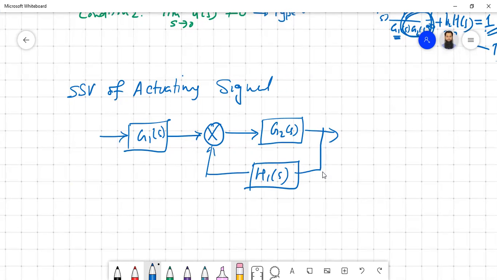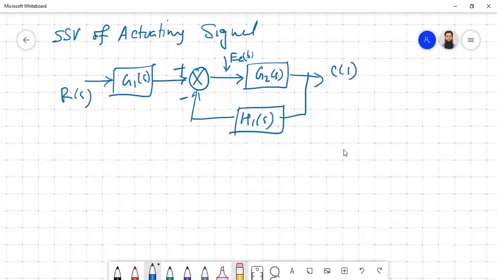Okay, so now this is our actuating signal Ea(s). Let us find out the value of the actuating signal Ea(s) first, then we will multiply by s and apply the limiting value as s tends to zero. That will give us Ea(infinity), the steady state value of the actuating signal.